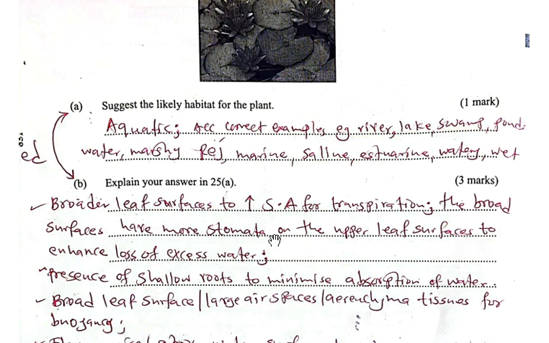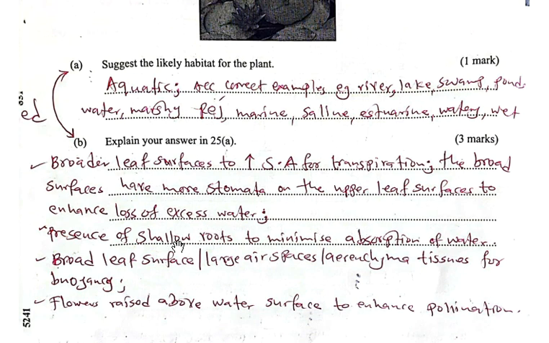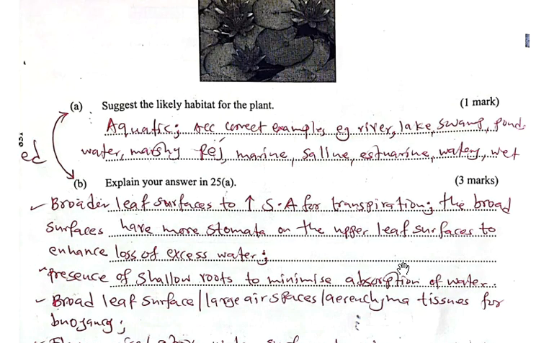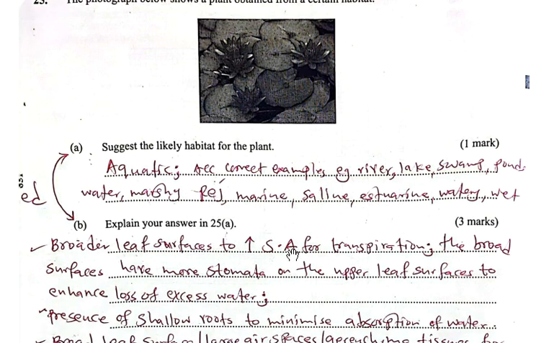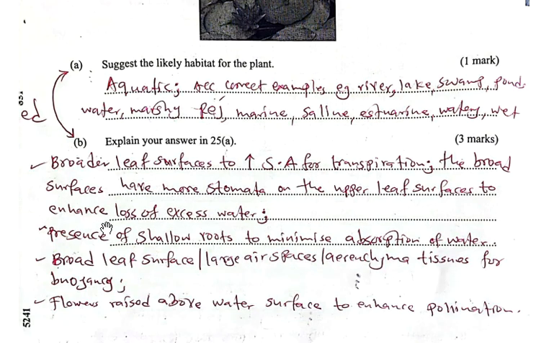Then presence of shallow roots to minimize absorption of water. Then broad leaf surfaces with the large air spaces called parenchyma tissues for buoyancy. Then flowers raised above water surface to enhance pollination. So the diagram was not clear, but those are the reasons. And because it is a hydrophyte, it has those features to help it lose a lot of water. Also presence of shallow roots to minimize absorption of water, because in this case they are living in an environment full of water. They don't need more water.